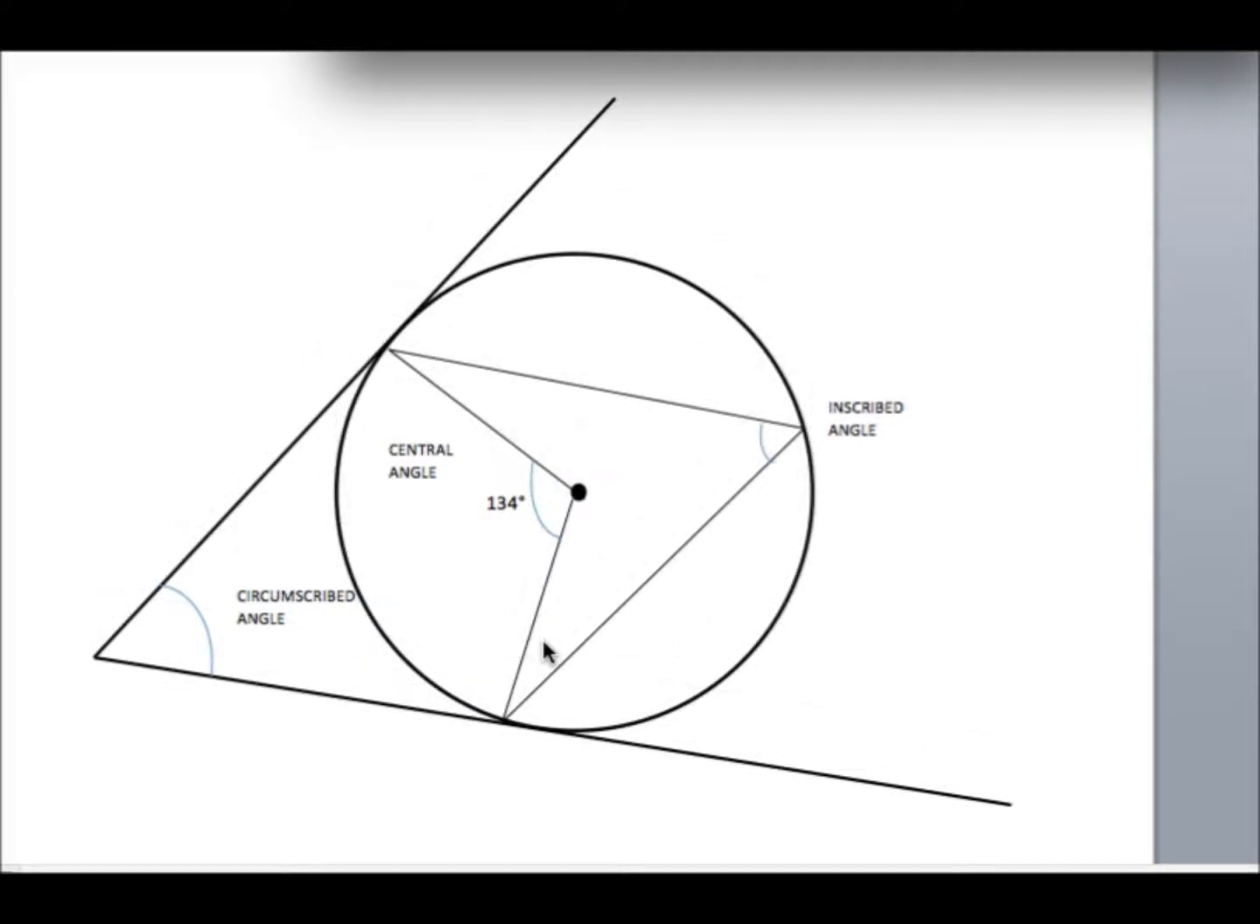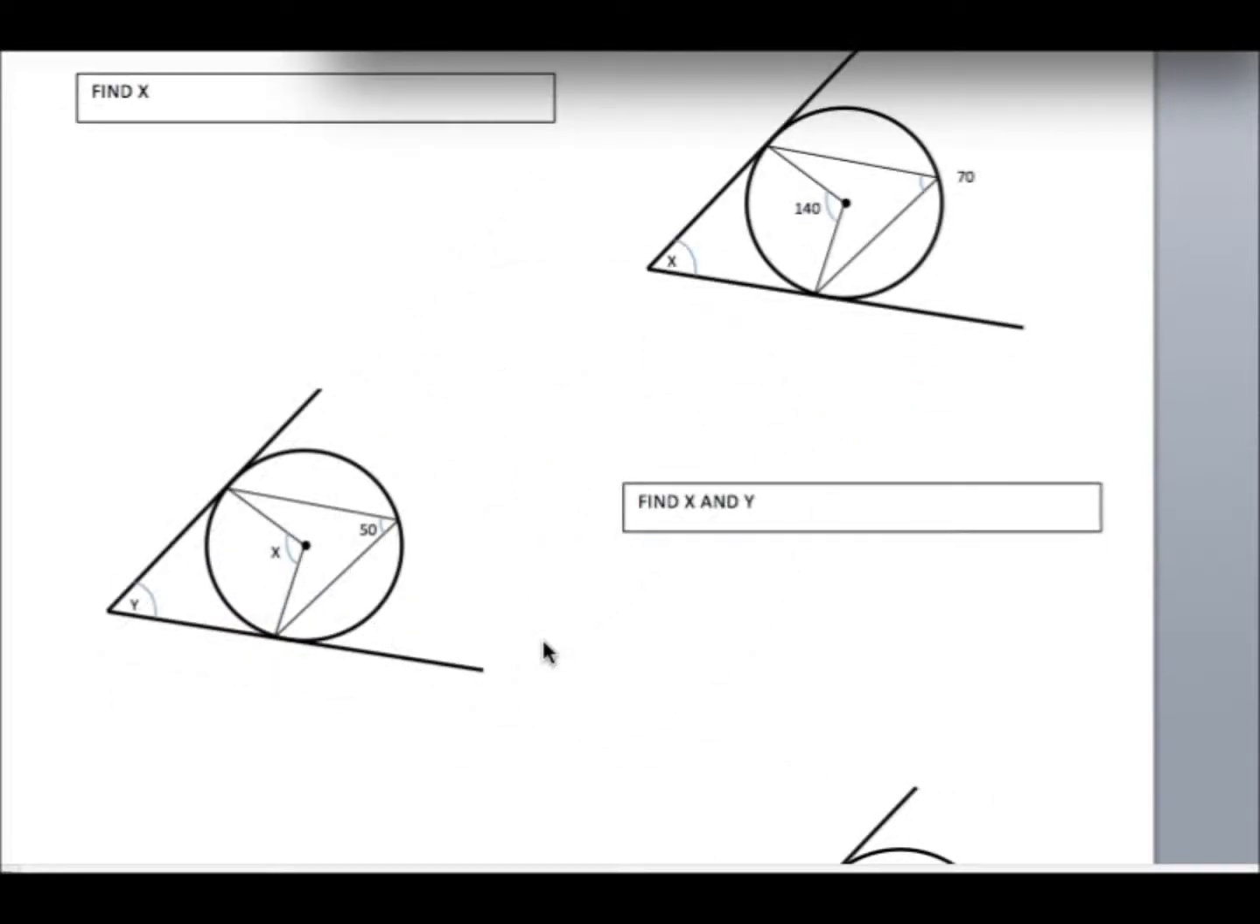Now to solve this circle, we know that the inscribed angle will be half of the value of the central angle, which is 134, meaning the inscribed angle is equal to 67. And the circumscribed angle must, together with the central angle, add up to 180, meaning that the circumscribed angle must be 46 degrees. So now I want you to try some exercises by yourself.